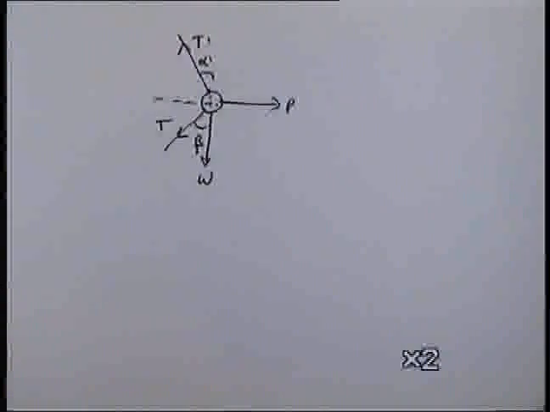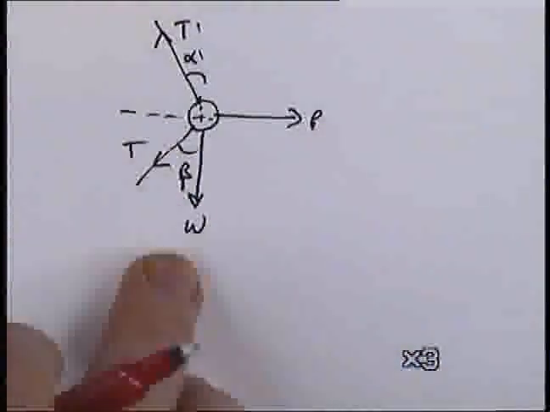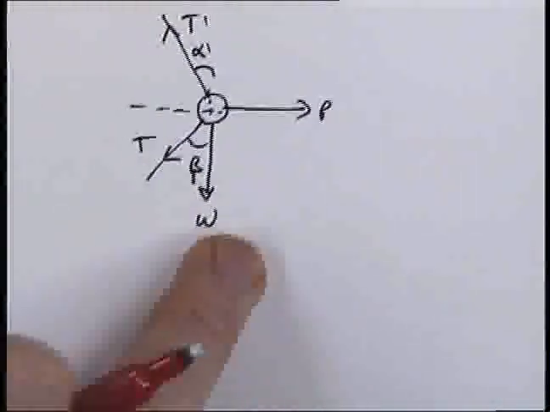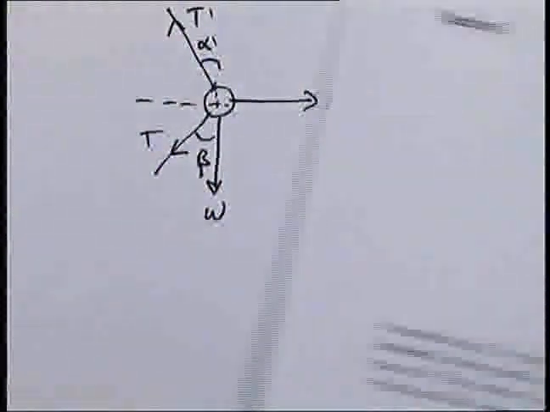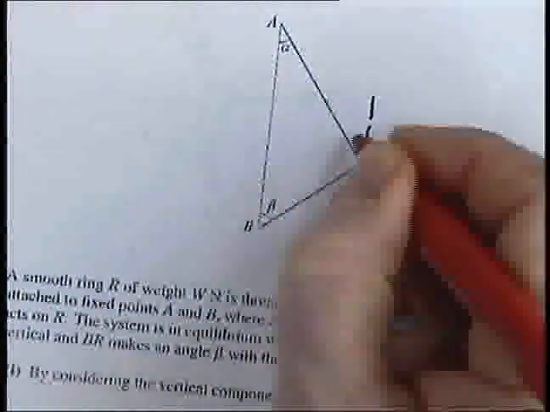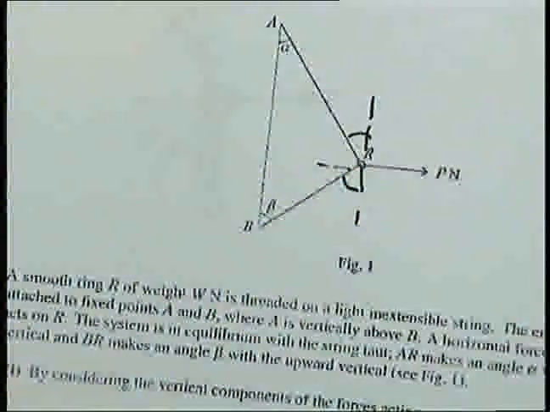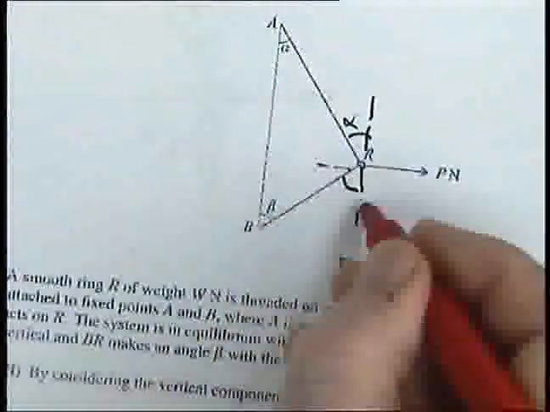So here's my diagram. Here's the ring R. It's got a weight of W newtons acting straight down, P acting horizontally, and then it's got 2 forces T, one acting alpha to the vertical and one acting beta to the vertical. And I did that by considering angle facts from GCSE. So you should know these 2 angles are the same and these 2 angles are the same.